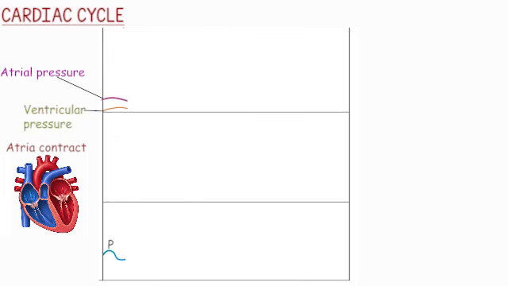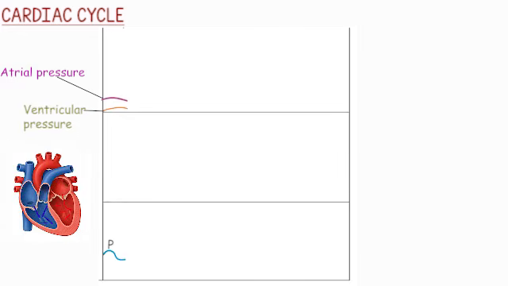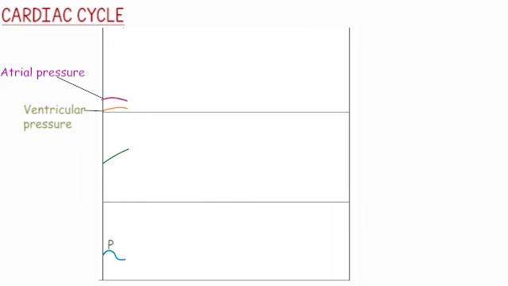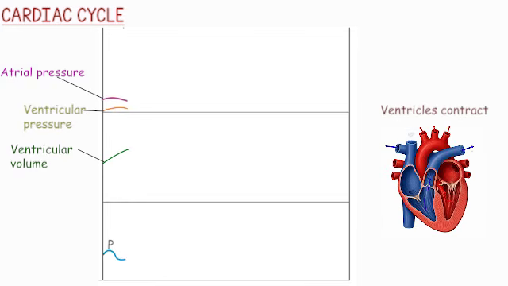I want us to move together. Okay, so the atria contract, atrial pressure rises, and this forces blood into the ventricles. Now the ventricles start filling with blood, and because the ventricles are filling with blood, the ventricular volume starts increasing. And this leads to the next phase of the cardiac cycle, ventricular systole, which basically means the ventricles start to contract due to depolarization of the ventricles, which appears as the QRS complex on our ECG.